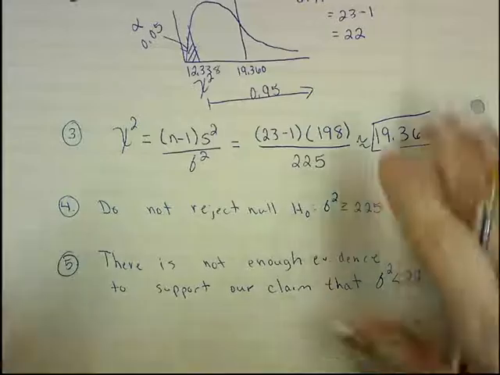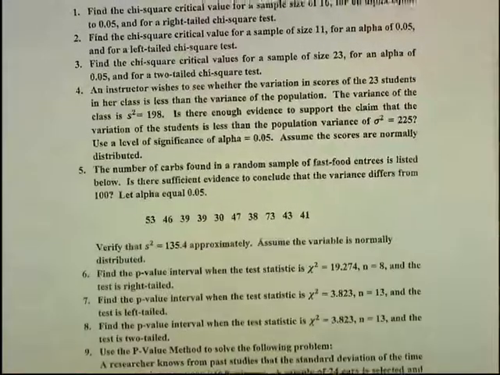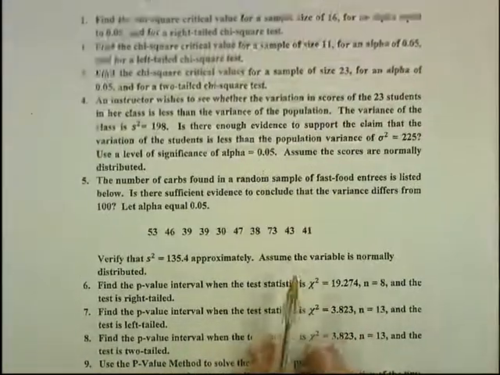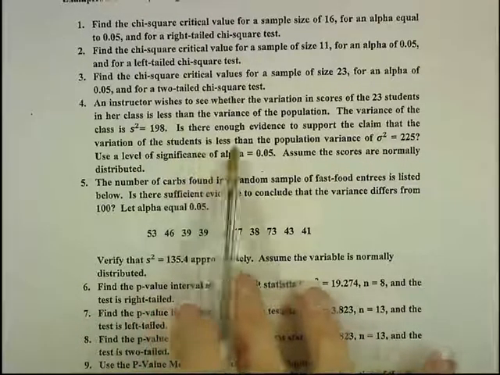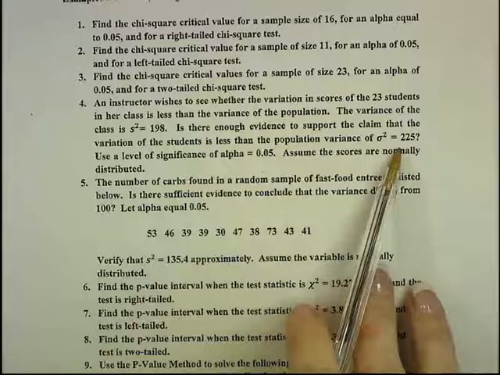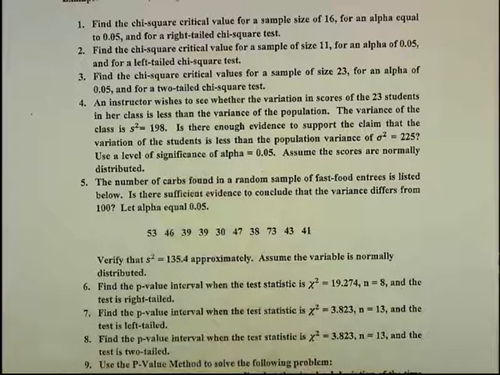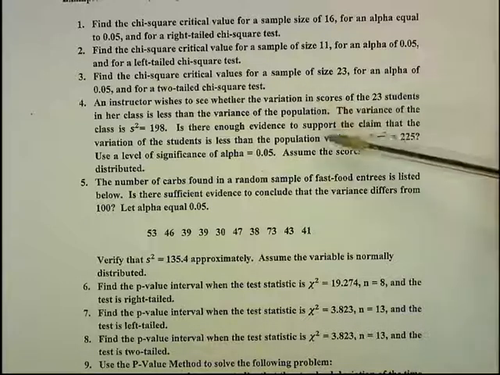Going back to the problem and the question, it says, is there enough evidence to support the claim that the variation of students is less than the population variance of 225? You would say no. There's not enough evidence to support the claim. And that was the traditional method.